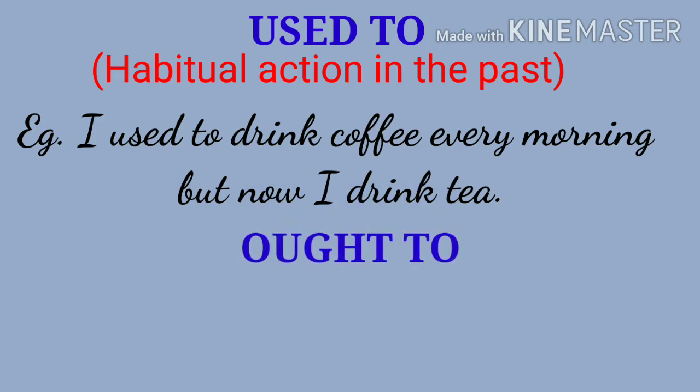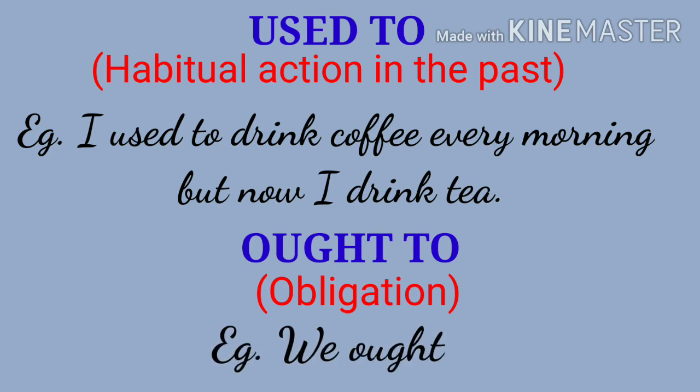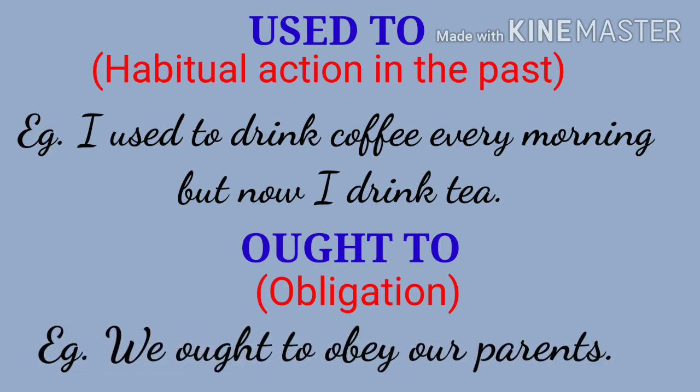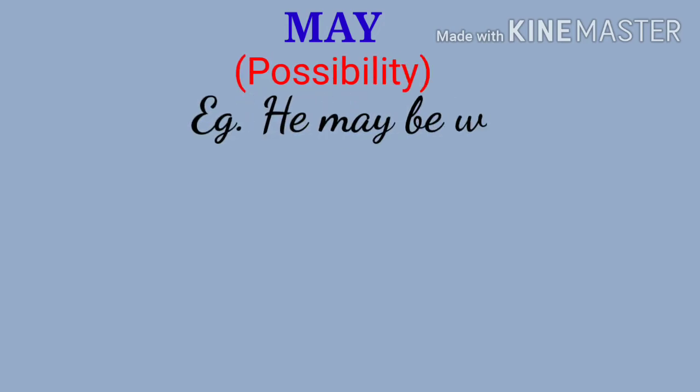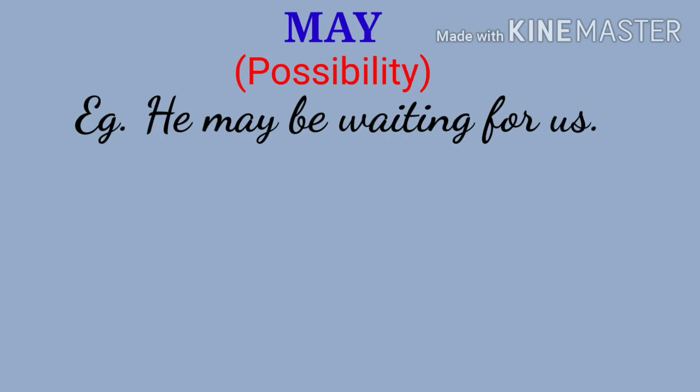by used to. Now the next modal auxiliary is ought to, and ought to shows obligation. How? See, we ought to obey our parents. Here ought to is showing you obligation. Now the next modal auxiliary is may, and may is showing possibility. See the example, he may be waiting for us. Here may is showing you possibility.